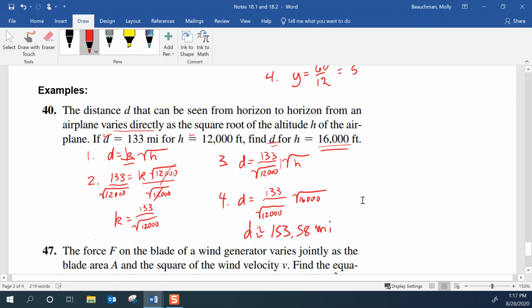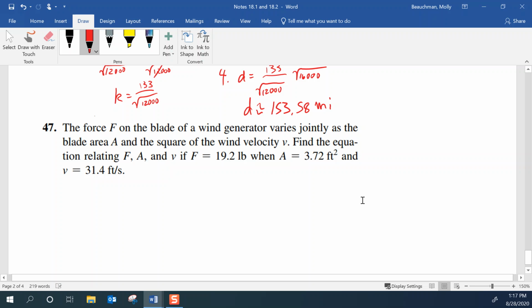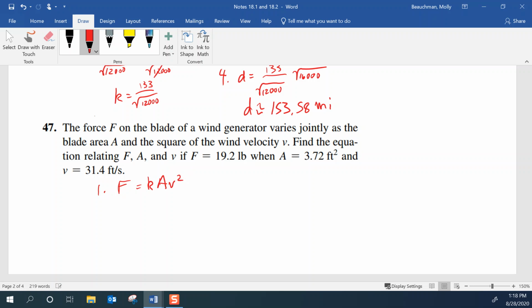All right, last example. The force F on the blade of a wind generator varies jointly as the blade area A and the square of the wind velocity V. So first thing we do, we're just going to write a general equation for that. So capital F equals K times constant of proportionality, varies jointly as the blade area, capital A, and the square of the wind velocity, lowercase v squared. So there's my general equation.